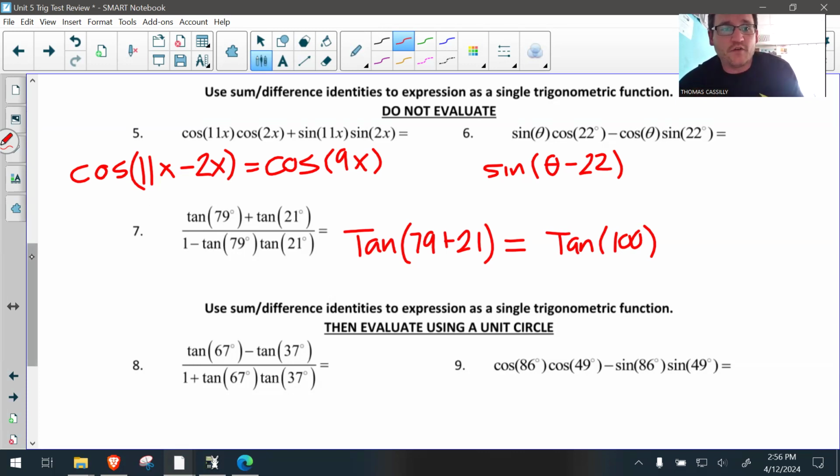So I guess the key piece on 5, 6, and 7 is figure out which sum and difference expansion they're giving you and just go backwards. So think about it. This is angle A, this is angle B, and so on and so forth on this problem. On number 6, that's angle A, this is angle B. And I realize you have a theta and you have a 22, but don't worry about that. It's just treated as angle A, just literally swap it out. And then in this one, we have angle A, we have angle B, and so on and so forth. So there you have it.